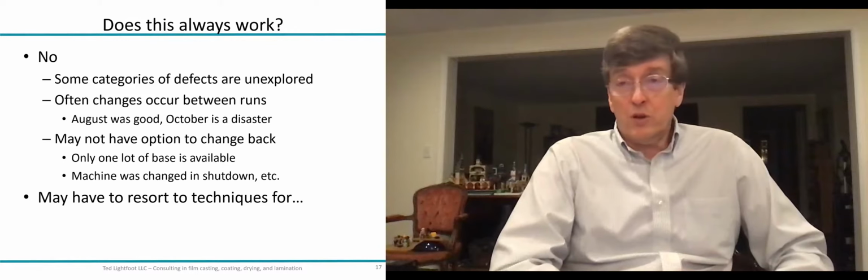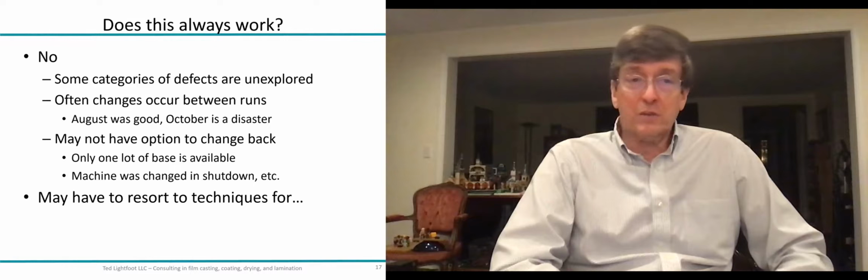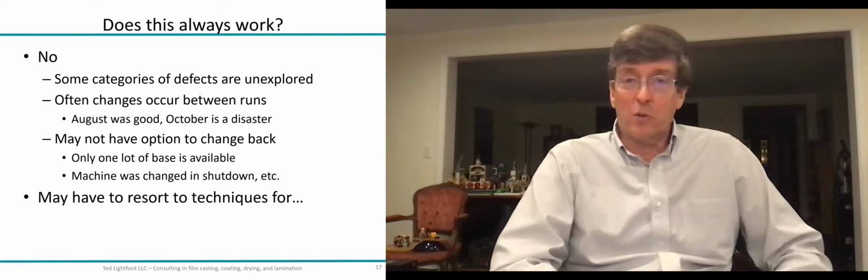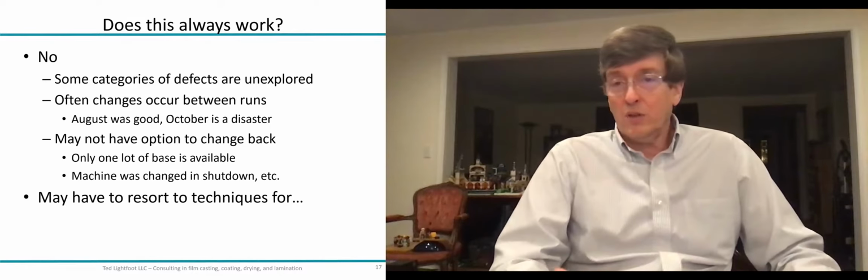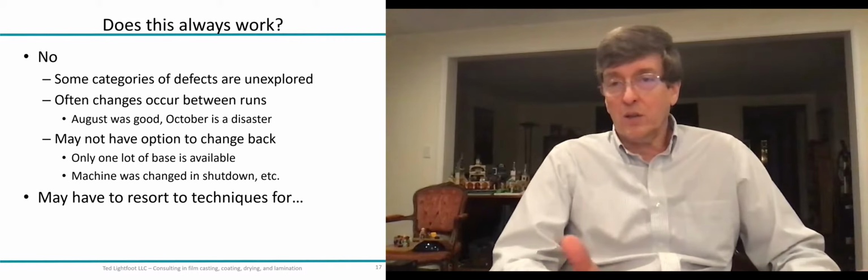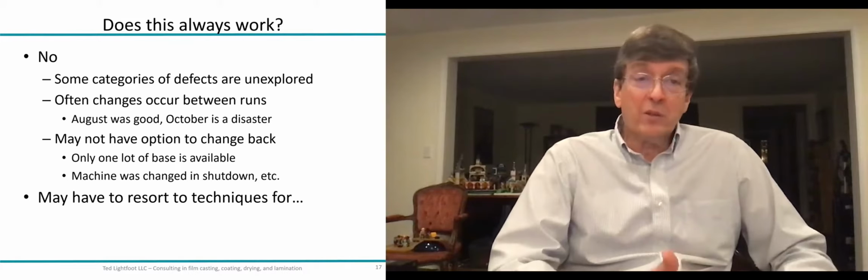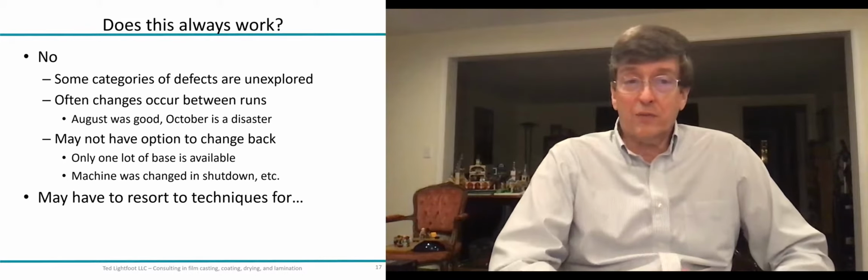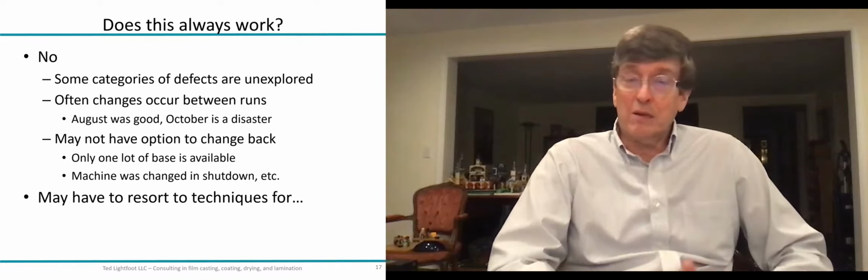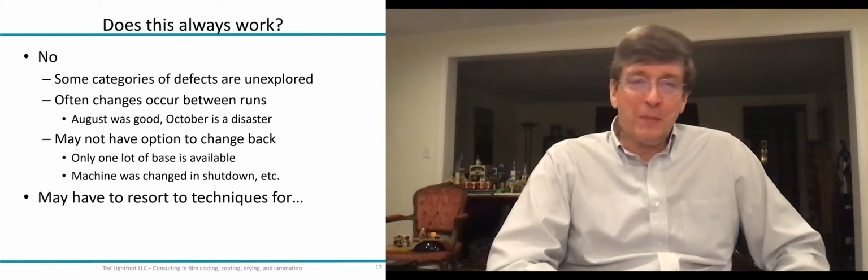Oftentimes changes occur between runs. So just what changes doesn't really help, because August was a great production. October is a disaster. They're all different lots of raw materials. You got to look at what's changed. And you may not have the option to change back. Like if the machine was changed in a shutdown, well, what's done is done.